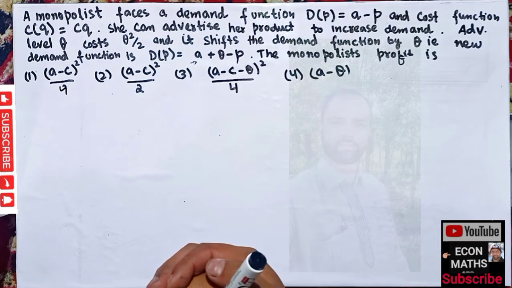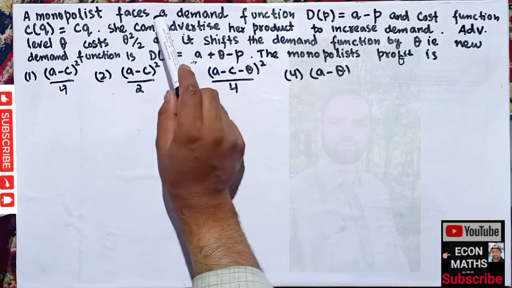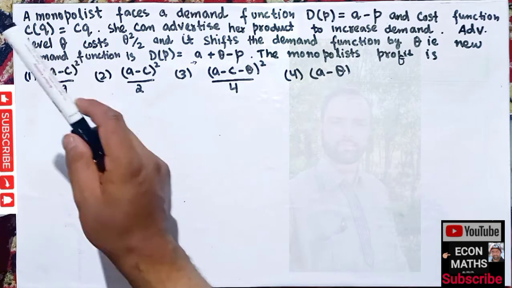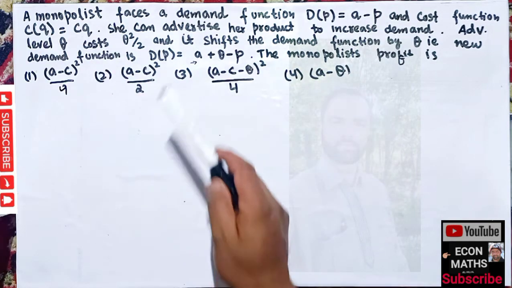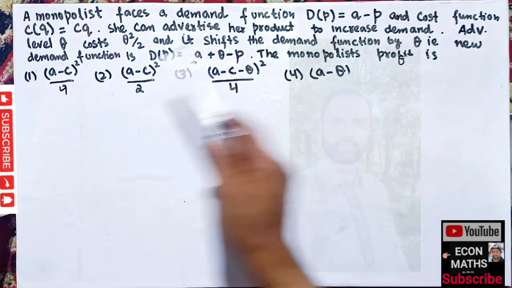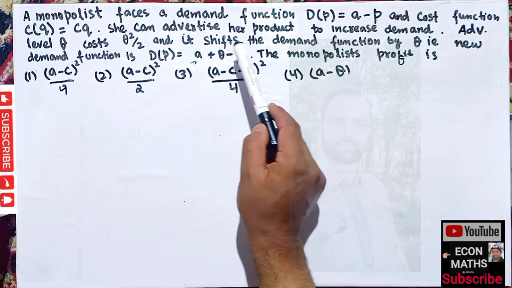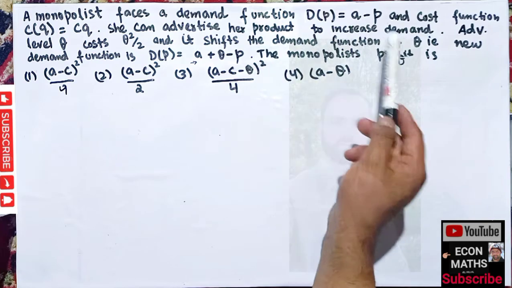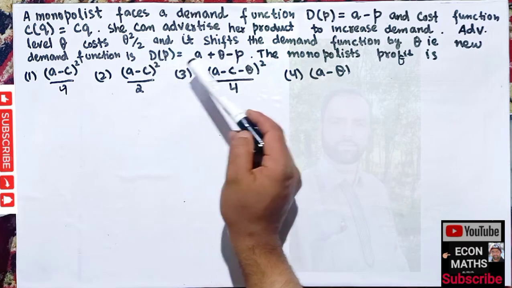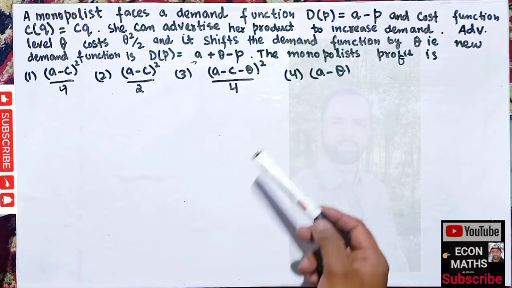In this video on mathematical economics series, we will try to solve a numerical that was asked in the DSE paper of 2018. The question is like this. A monopolist faces a demand function that is q is equal to a minus p, and cost function is given as cq, where p is the price and q is the quantity. She can advertise her product to increase demand. Advertising level theta costs her theta square divided by 2, and it shifts the demand function by theta. Obviously it will shift the demand function when we have the advertisement, and our new demand function becomes q is equal to a plus theta minus p, that is original demand plus this theta.